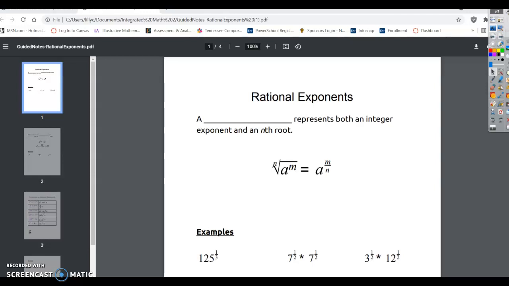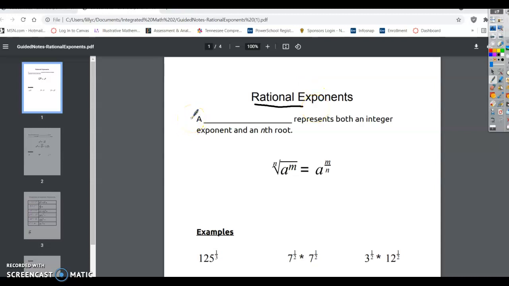Hey guys, today we're going to talk about rational exponents. So first thing you need to know is rational. A rational number is a number that can be written as a fraction. Alright, so we're going to be talking about fractional exponents.